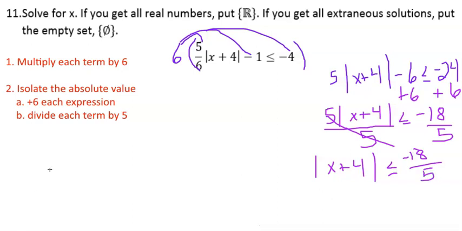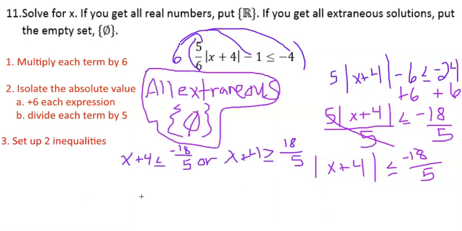Now, we could stop here actually, since we know that absolute value can never be less than or equal to a negative constant. So this would be the empty set, all extraneous solutions. Now, we'll go ahead and move on so we could just see what those two extraneous solutions would be. So once we set up our two inequalities, we want to subtract 4 from each expression.